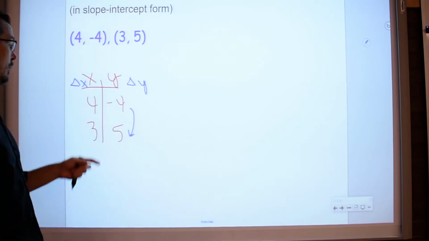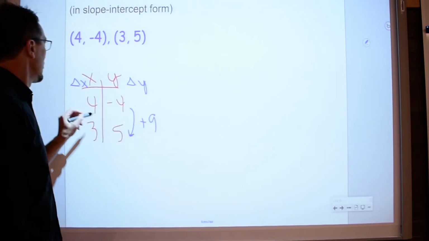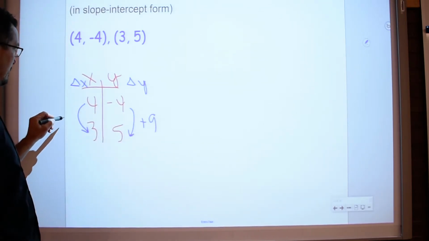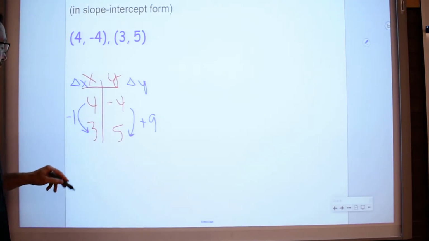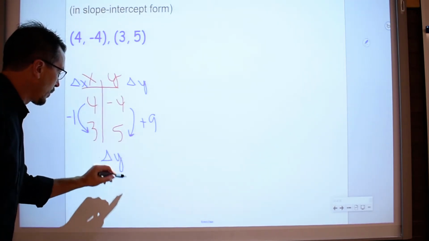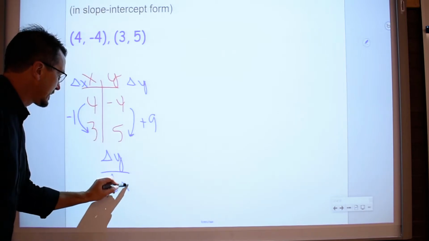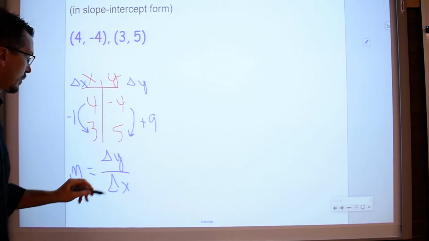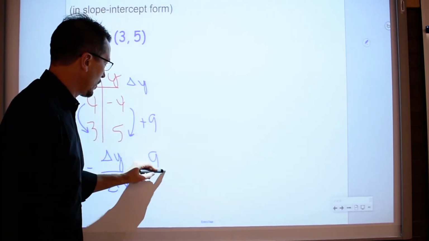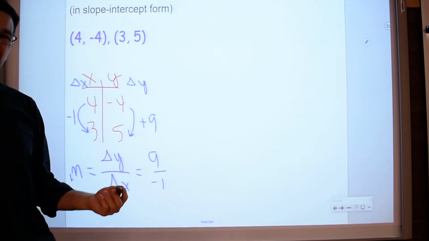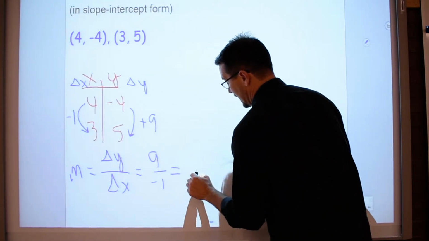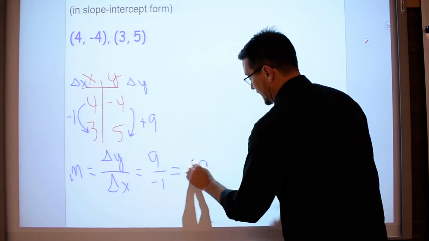Boom. This from negative 4 to 5 is plus 9. From 4 to 3 is minus 1. And so change in y over change in x is my slope. Rise over run. And I'm going to have 9 over negative 1, which 9 divided by negative 1 is just a negative 9. So my slope is negative 9.